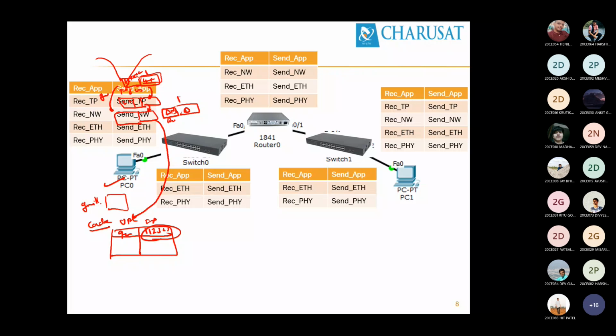It wants to send this to 172.16.0.1, which is the local IP. This is my local IP. Both IPs are the same, 172.16. The net IDs are the same, so it will directly send this frame to Ethernet. What does Ethernet do? Source MAC and destination MAC.